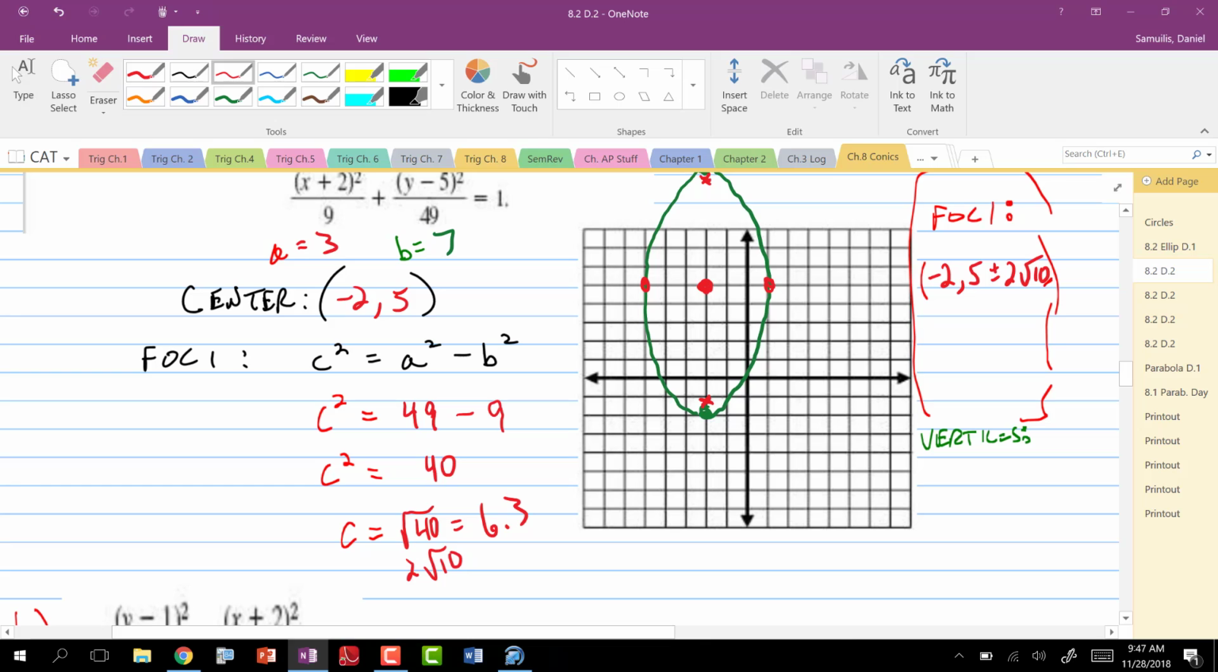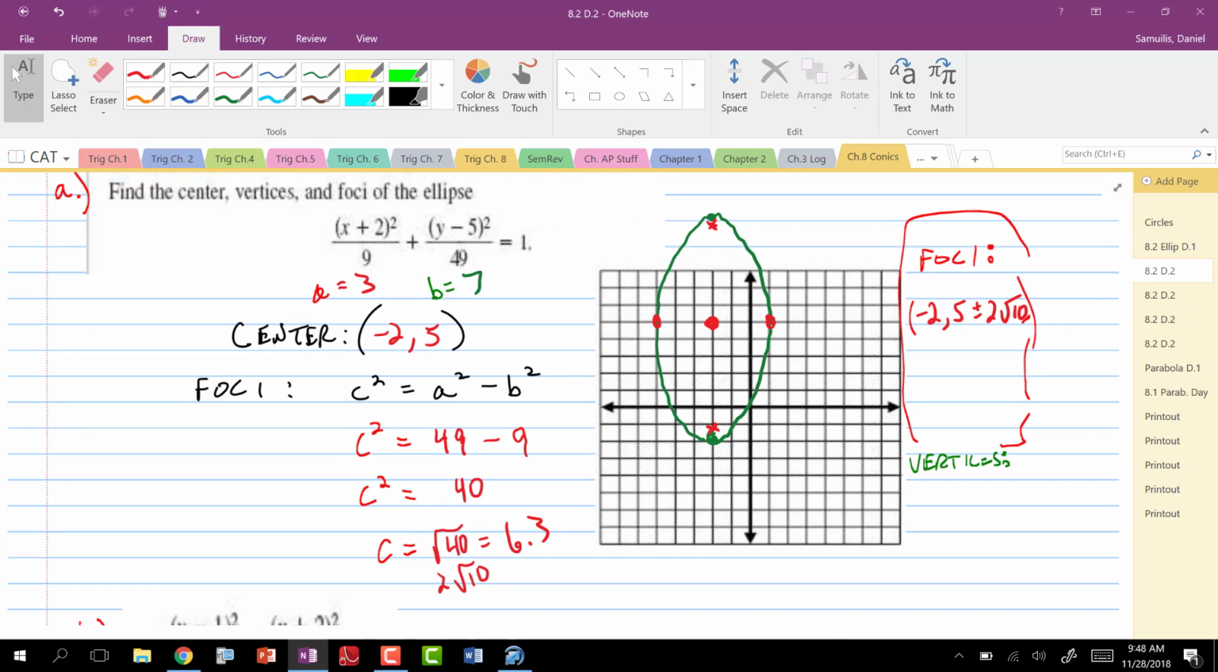Okay, here are the questions. What's the length of the major axis? 14. What's the semi-major axis? 7. What is the length of the minor axis? 6. What is the semi-minor axis? 3. These are all the silly questions that they ask you.